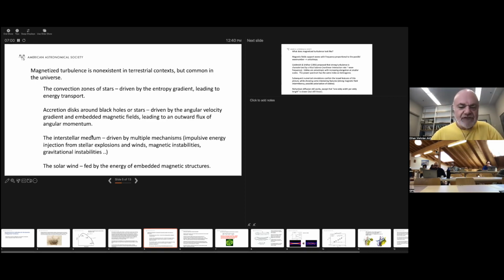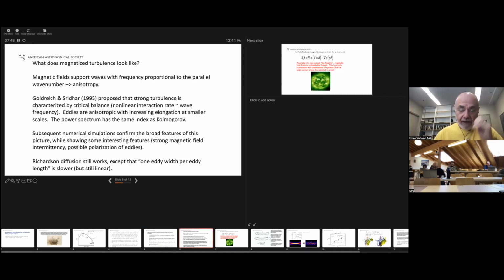The interstellar medium, which is driven by multiple mechanisms, and people will argue about which one is most important, but there's an impulsive energy generation from supernovae and other stellar explosions. There are winds from high mass stars and low mass stars. There are magnetic instabilities, there are gravitational instabilities. Somehow, all of this produces something that looks remarkably similar to Kolmogorov turbulence in the interstellar medium. And we have the solar wind, where we see turbulence in the wind as it blows by us, which seems to be fed by the energy of embedded magnetic structures that are imprinted as the wind gets blown off the sun, and then decay and drive the turbulence.